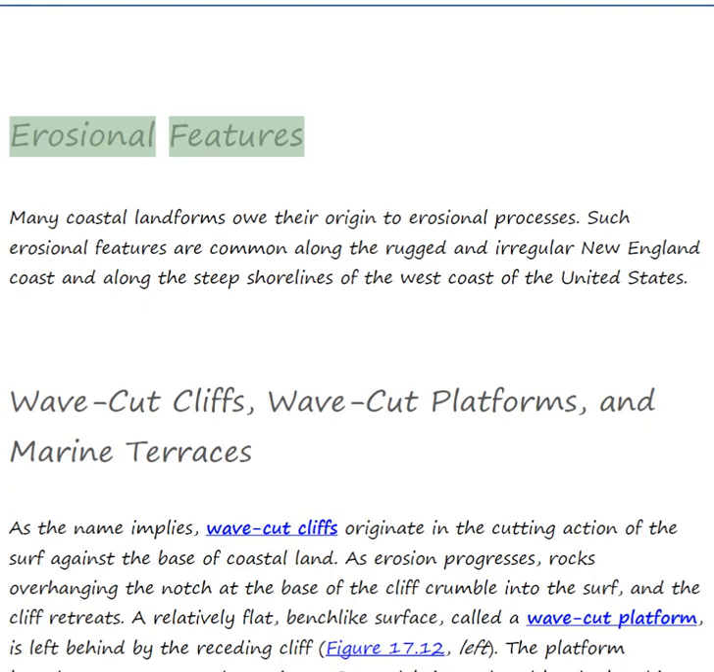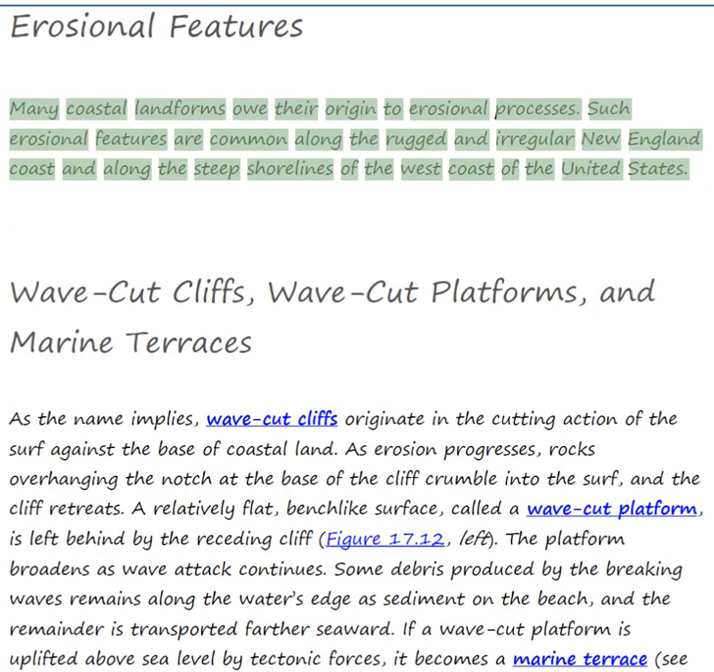Erosional features. Many coastal landforms owe their origin to erosional processes. Such erosional features are common along the rugged and irregular New England coast and along the steep shorelines of the west coast of the United States.